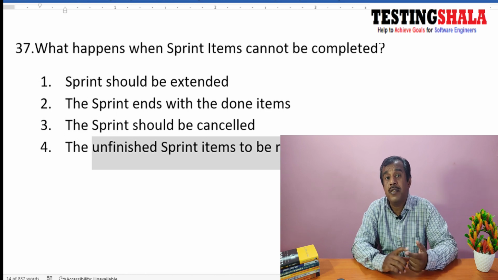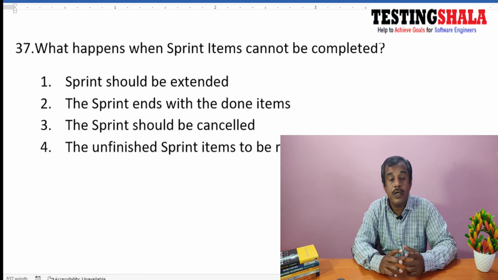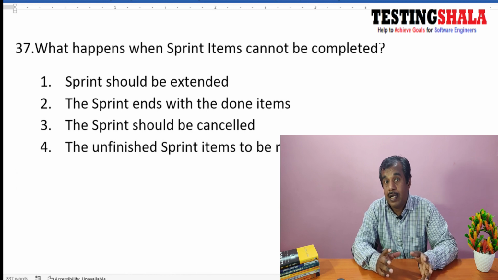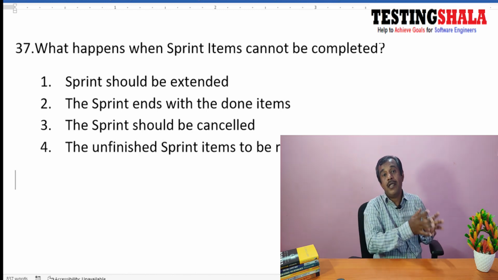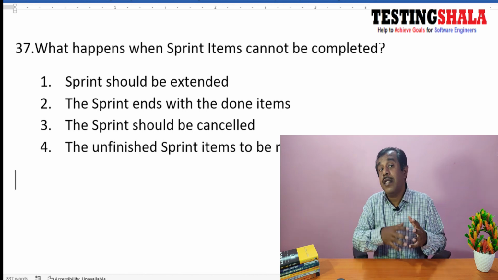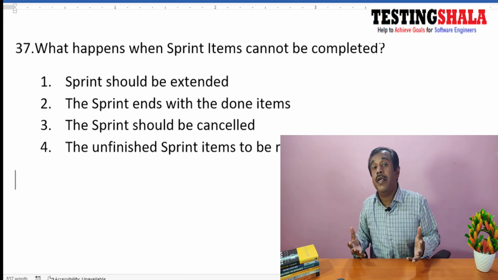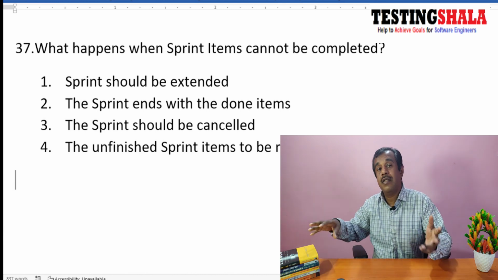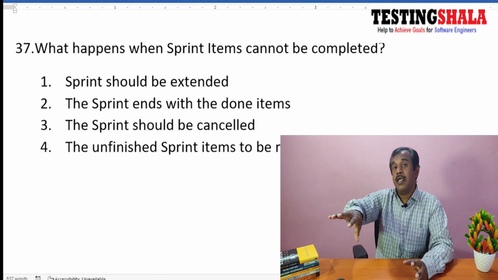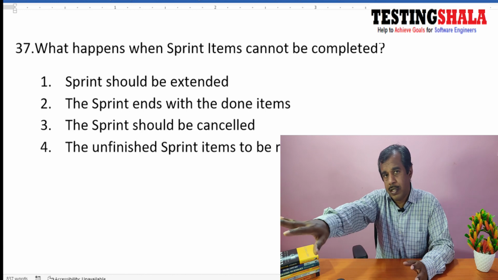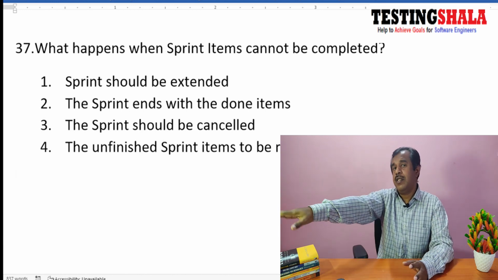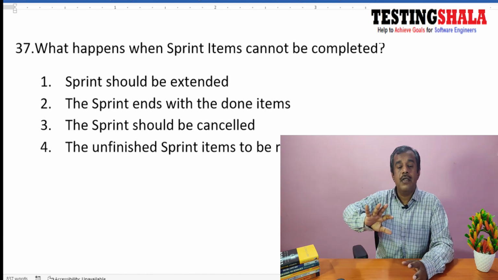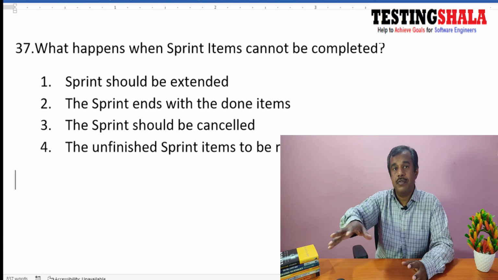Next question is, especially if you are working in Agile, this is a very important question. What happens when sprint items cannot be completed? Let's say in a sprint we have planned certain items. If certain items we are not able to complete, what do we do? Can we extend our complete sprint? Normally we don't extend the given sprint. A 2 week sprint is 2 weeks. We won't be extending to 3 weeks or 4 weeks. The sprint ends with the done items.